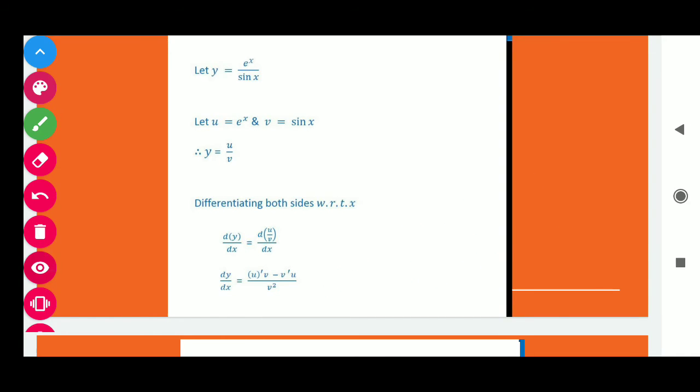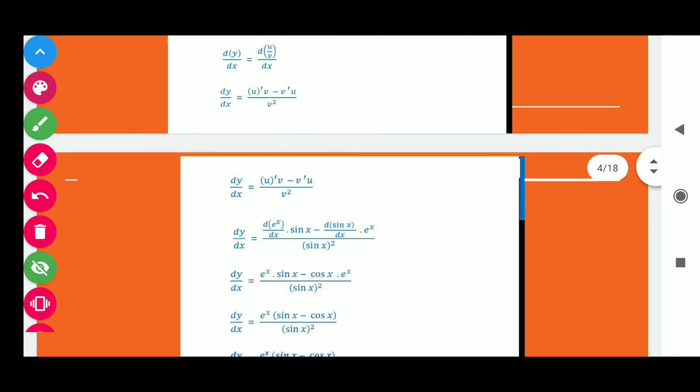So students, here we will put the values dy over dx, derivative of u. Here u is the exponential function and derivative of exponential is as it is, exponential. So students, we will write here e^x as it is, sin x as it is, v is sin x, and derivative of sin x is cos x. So in this way, you can see that we have done the derivatives, and now take common e raised to power x from both the terms. We will get e raised to power x (sin x minus cos x) divided by square of sin x.